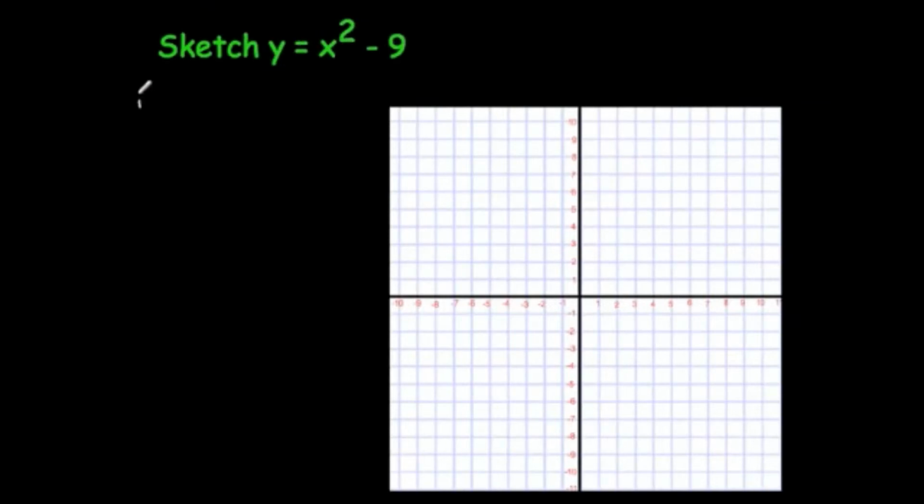So again, it's an x squared graph, so you know it's going to be a U-shaped parabola. Second of all, let's find where it crosses the x-axis. To find where it crosses the x-axis, you let y equal 0. So you get 0 equals x squared minus 9.